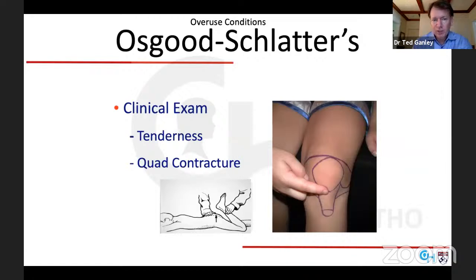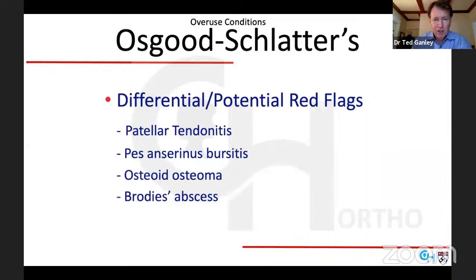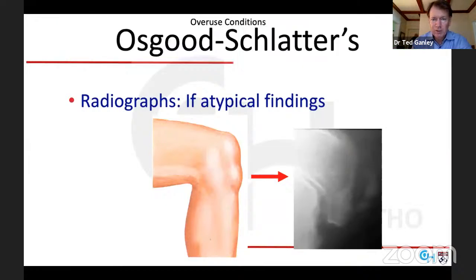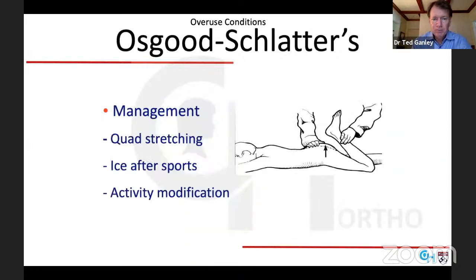And one of the things is, I don't know that anyone on here is not going to be diagnosing Osgood-Schlatter. So what are the techniques and tricks that have been helpful for me? Differential diagnosis: patellar tendonitis, pes bursitis, osteochondroma, Brodie's abscess. We'll get radiographs. If there's atypical findings, it's Sinding-Larsen-Johansson, it's at the inferior pole of the patella. If it's Osgood-Schlatter's, it'll be certainly at the tibial tubercle.